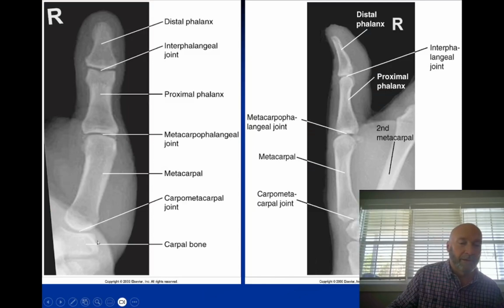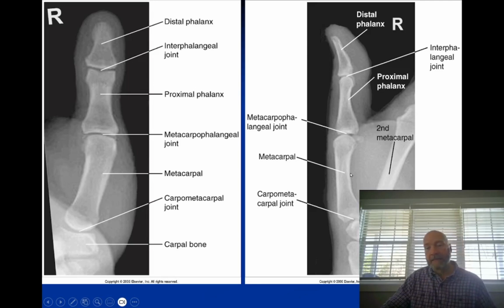All right, so here it is. So we've got the carpal bone, we've got the metacarpal joint space, we've got the entire metacarpal, we've got the metacarpal phalangeal joint all the way down to the distal portion of the thumb, and so that's good. So we've got an AP in this case and a lateral.